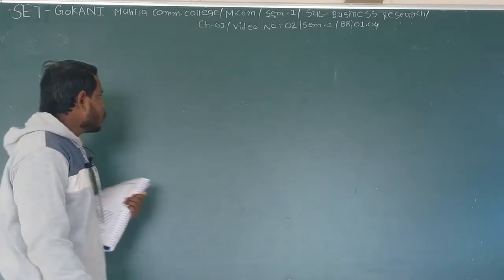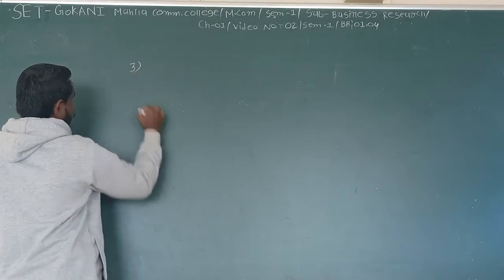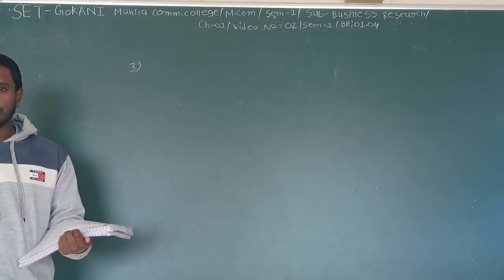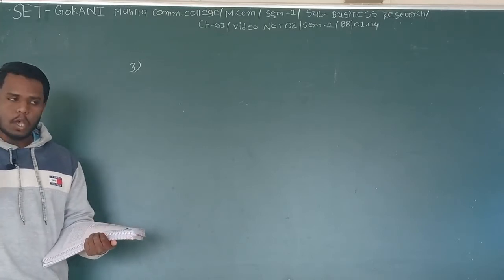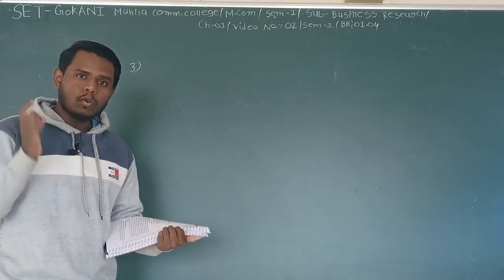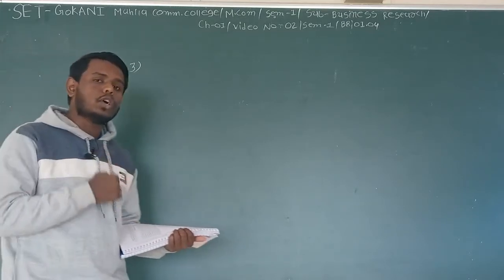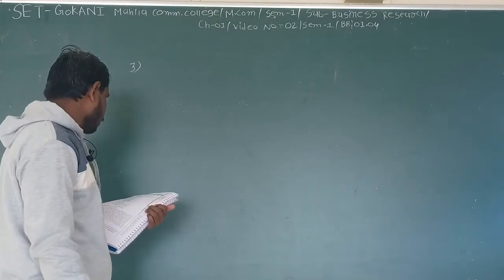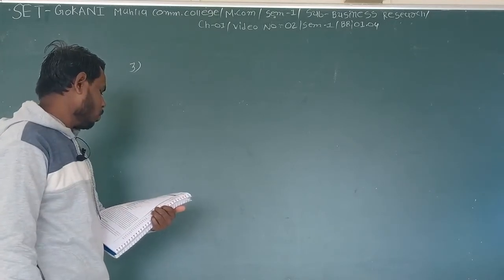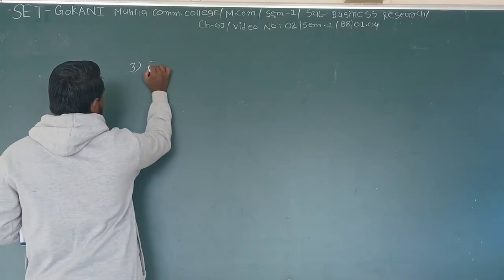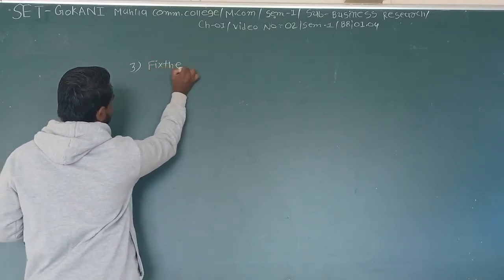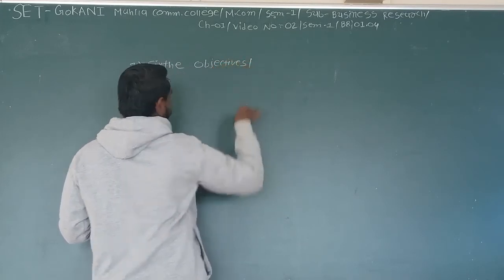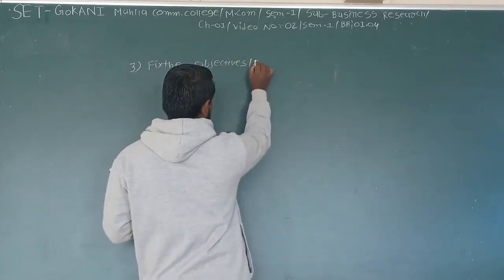Now the third step of business research. In this process there are 13 steps given, out of which 2 steps are already discussed. Now we are going to discuss our third step of business research: fix the objective or alternative of the study.